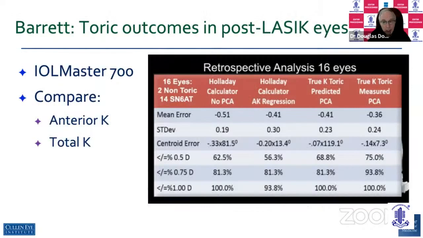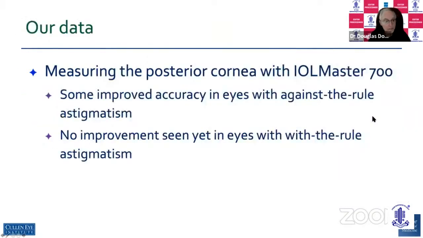There aren't a lot of data yet on using total corneal power with the IOLMaster 700. Graham Barrett had reported on a few cases for post-LASIK eyes, and he showed that he got 68% within a half diopter using True K, but 75% within a half diopter using the True K Toric in these post-LASIK eyes, so that measuring the posterior corneal curvature did help to improve his data.